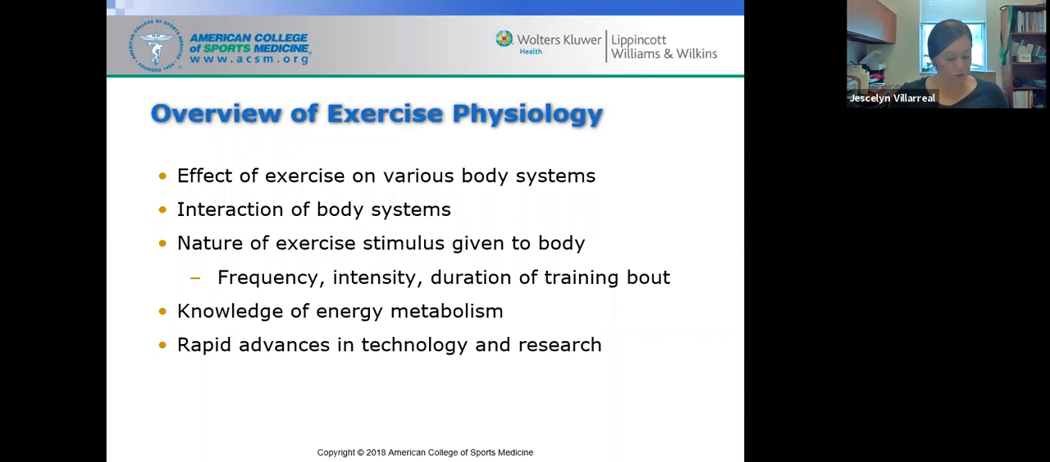So an overview of exercise physiology, we're looking at the key elements of how your body, again, reacts and adapts. And we want to think of when you're exercising, there's usually a goal in mind. So am I prescribing the proper frequency, intensity, duration for that exercise session so that the client or myself, if I'm the one training, reap the benefits that I intend for them to reap.